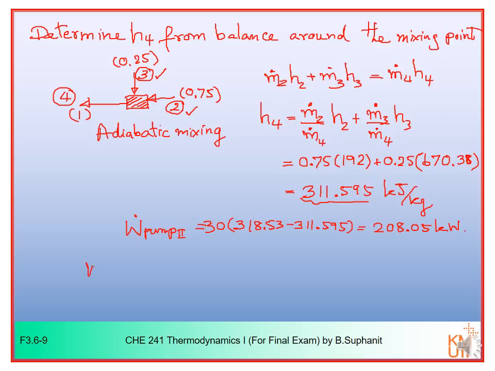So you can then calculate W net. W net equal to W turbine. You have the value 33,059.25 kilowatt, minus W required for the first pump, that would be 4.275, and minus the work required for the second pump, 208.05 here. So the net work output would be 32,847 kilowatt, and that would be your second answer. Net work output 32,847 kilowatt here.